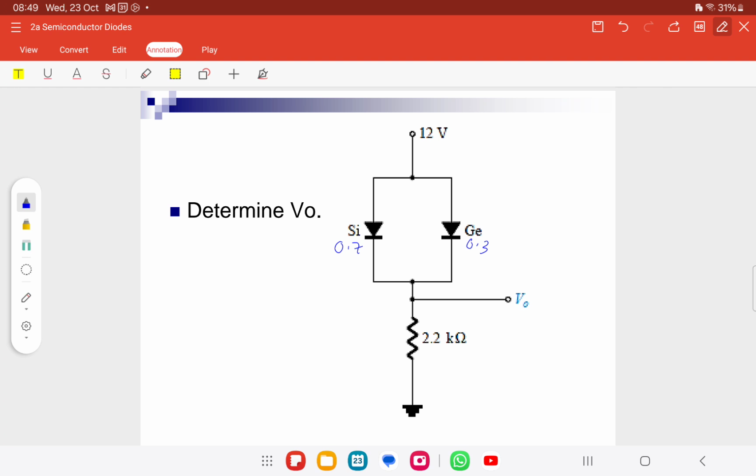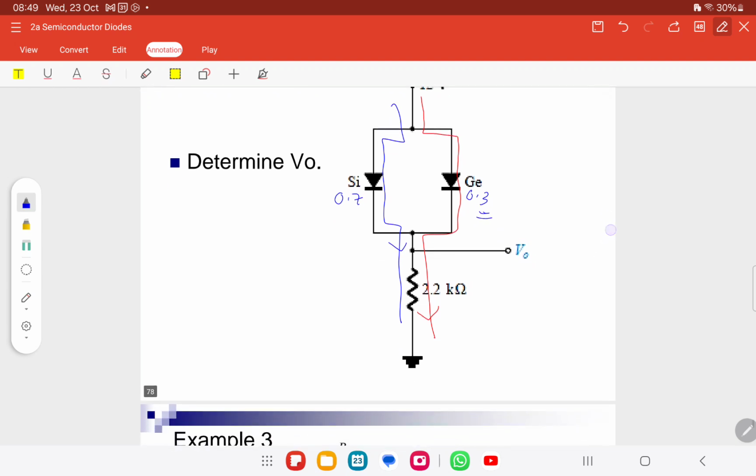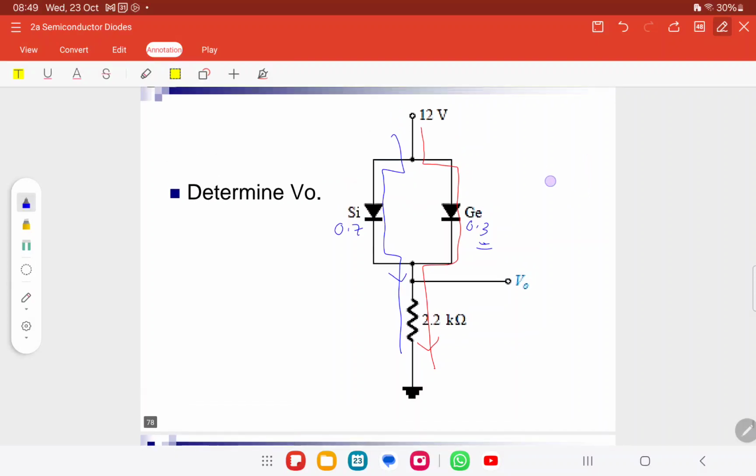So which one will turn on? Which path will it go through? Now we have two paths if we look here. One, another one. So the red one. Okay, so get me the I.